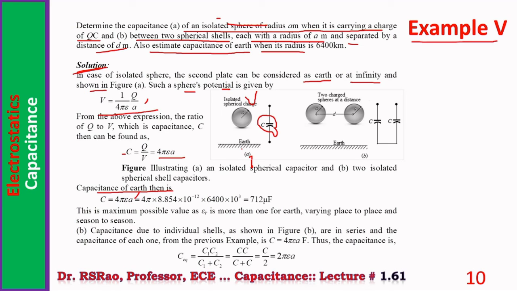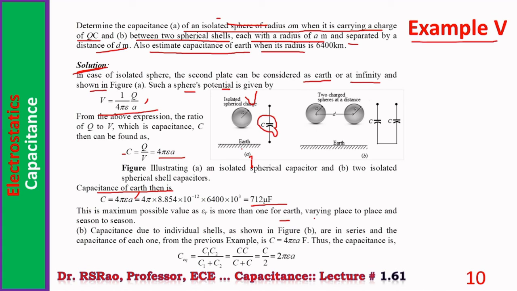A is given as 6,400 kilometers. Epsilon is considered as epsilon naught. Then capacitance of Earth turns out to be 712 microfarads. This is maximum possible value as epsilon r is usually more than 1 for Earth. Here we considered epsilon r as 1 and calculated to get 712 microfarads. Usually it is more than 1. So varying place to place, the value is always more than 1.